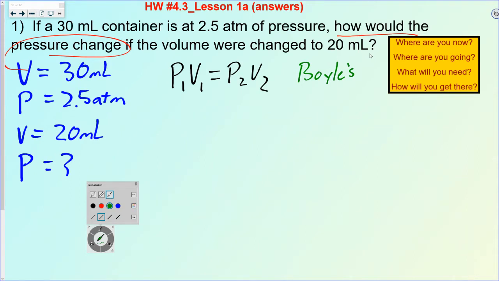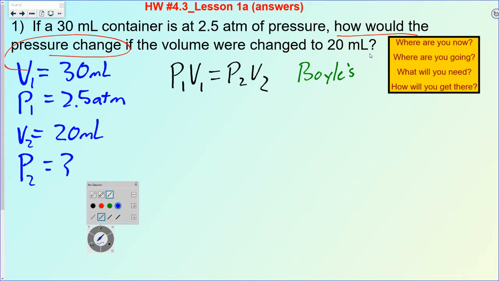Before we can go on, we have to assign 1s and 2s to our variables on the left in blue. By reading the question, we can see that we have starting numbers of 30 milliliters and 2.5 atmospheres. That's going to be P1 and V1. The question, or where are we going in this case, is what it will change into. If we change the volume to 20 milliliters, what will be the new pressure? Those are both the results, V2 and P2.